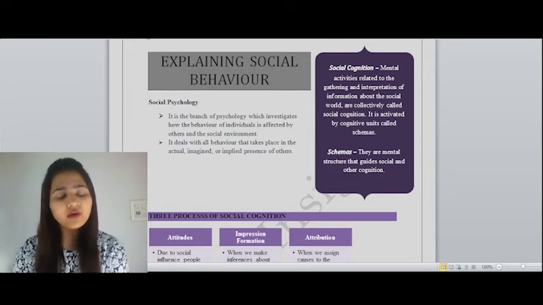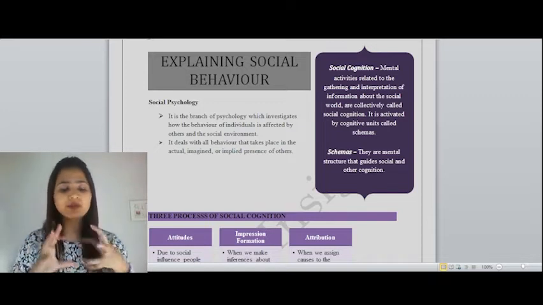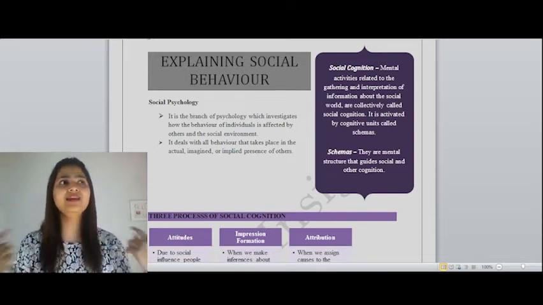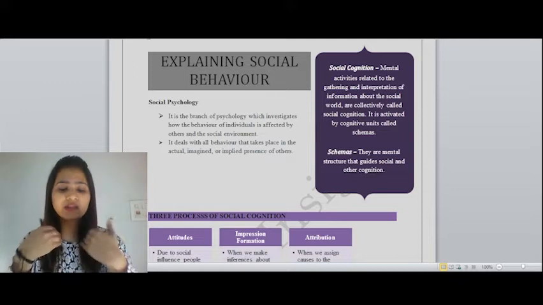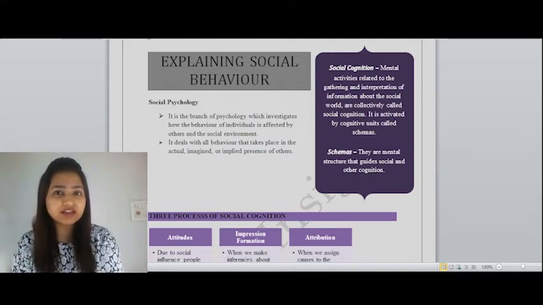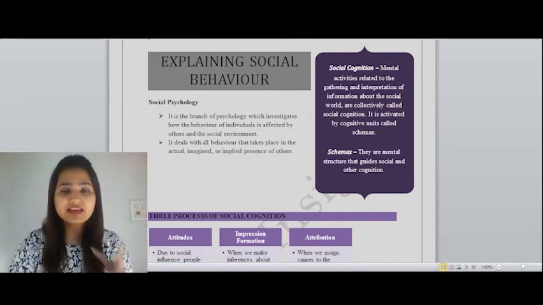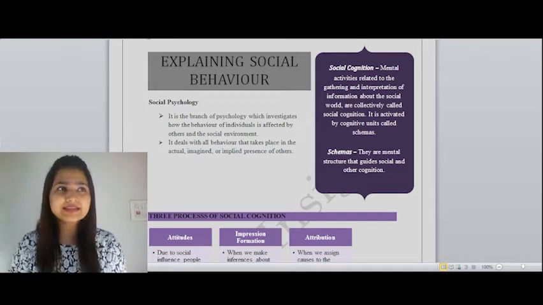So social psychology is basically a branch of psychology which deals with social behavior. It deals with the behavior of an individual in their social environment, how the behavior of an individual is influenced by the social environment, and how, for instance, the presence of others influences our behavior. I'll give you an example of it.